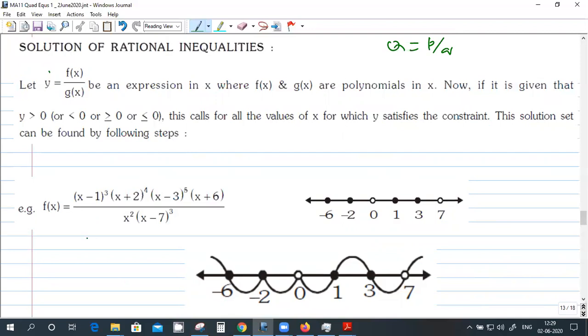So f of x will be 0 whenever the numerator is 0. Already the numerator is factorized. The numerator will be 0 at x equal to 1, -2, 3, and -6. And the denominator will be 0 at x equal to 0 and 7. When the denominator becomes 0, the value of f of x becomes infinite, so those values are not defined. Whenever the denominator becomes 0, you don't include that value of x. That's why you put a hole here.